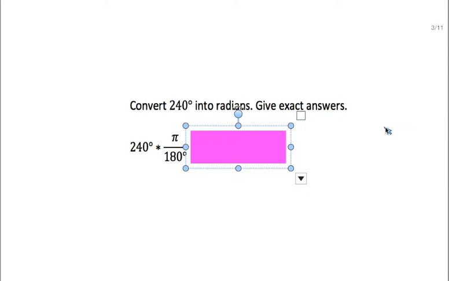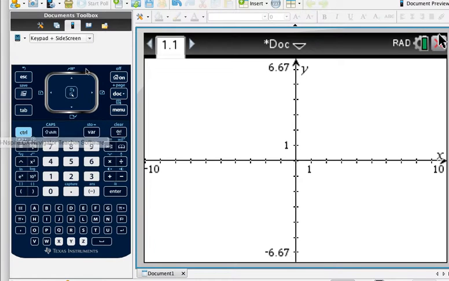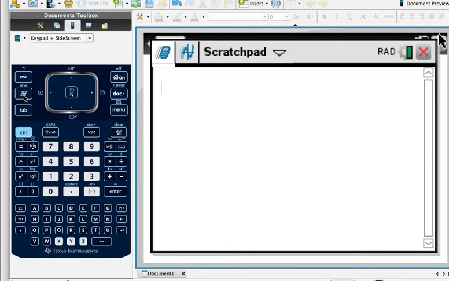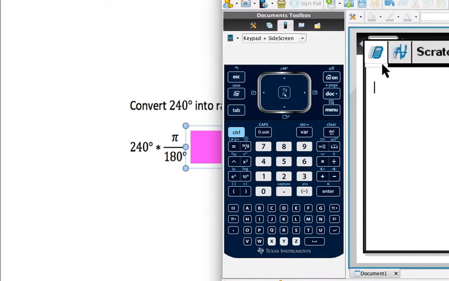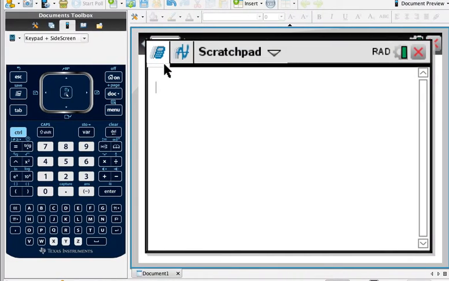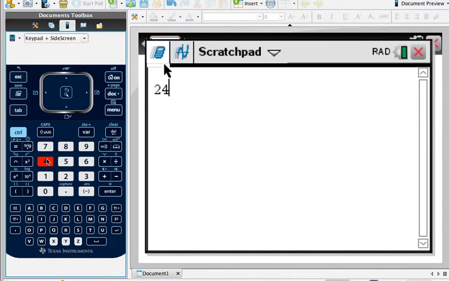I've told you many times that in your calculator, when you do this calculation, let me pull up a calculation screen, you're going to totally ignore the pi. So we had 240 degrees times pi divided by 180. For now we're going to ignore pi and just do 240 divided by 180. We push enter, and the calculator gives us this fraction, 4 over 3.